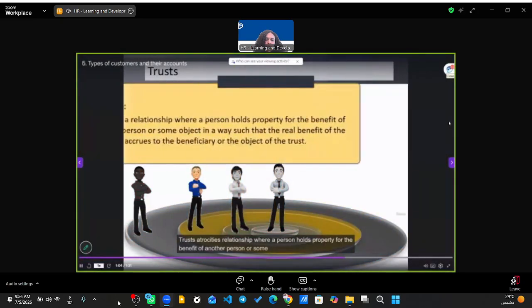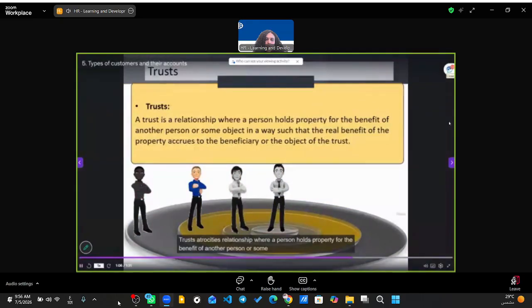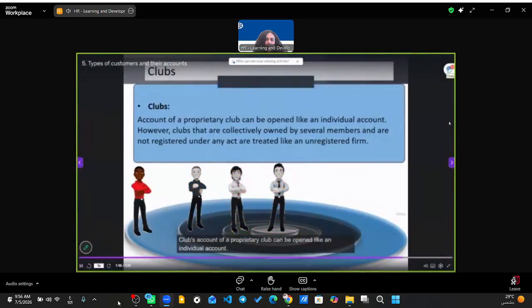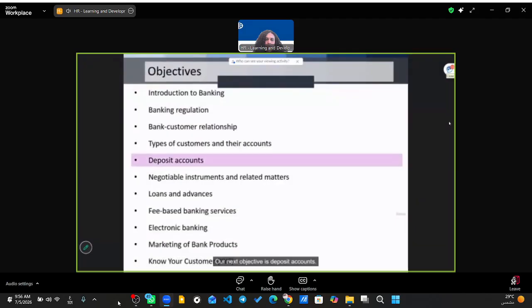Trusts. A trust is a relationship where a person holds property for the benefit of another person or some object in a way such that the real benefit of the property accrues to the beneficiary or the object of the trust. Clubs. Account of a proprietary club can be opened like an individual account. However, clubs that are collectively owned by several members and are not registered under any act are treated like an unregistered firm.